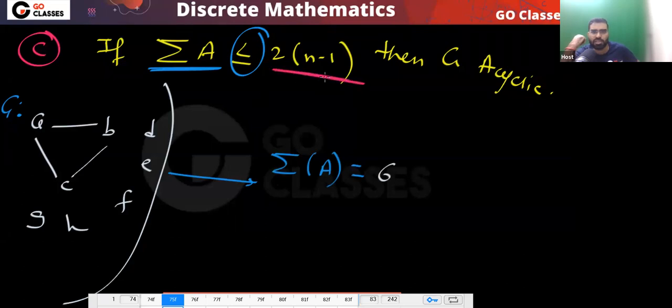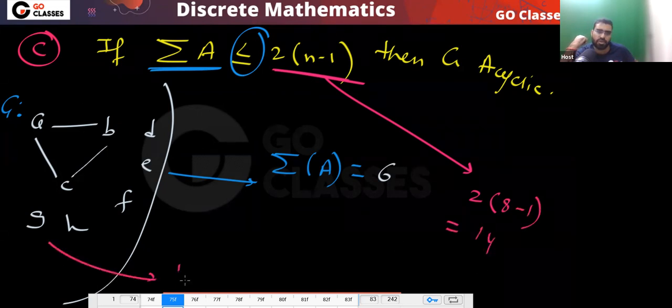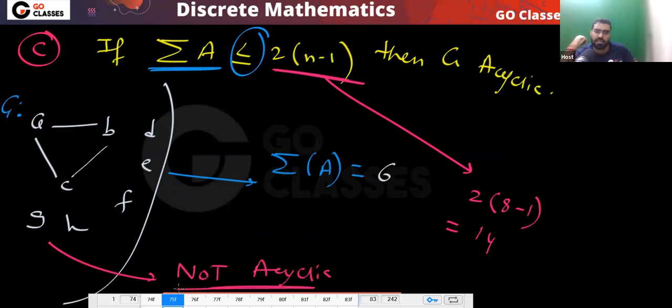But what is this value? This value is 2 into 3, 3, 6, 6, 2, 8. So this value is basically 14. But this is still not cyclic. Yes or no? This is not cyclic. See, this option is very easy to prove false. Correct or not? Because of this word.